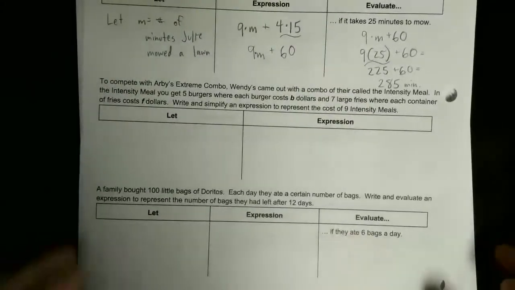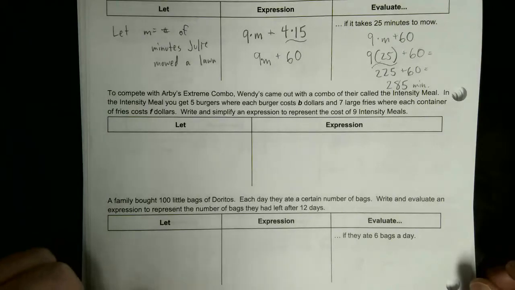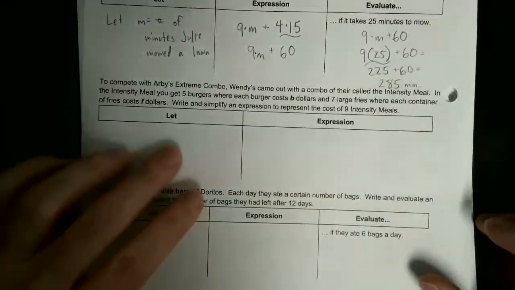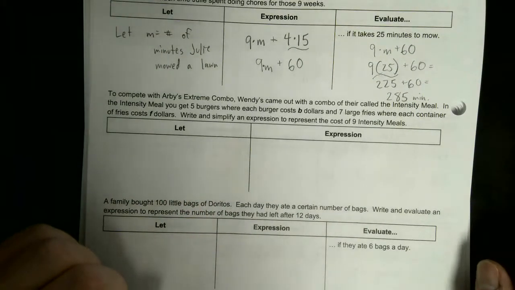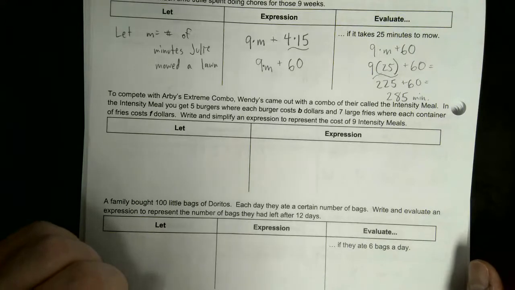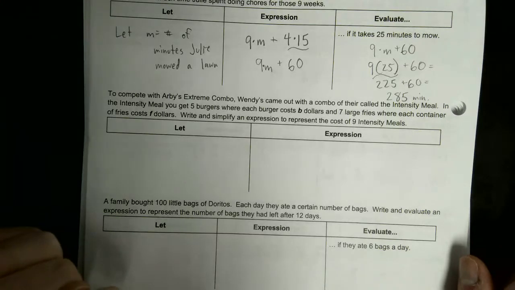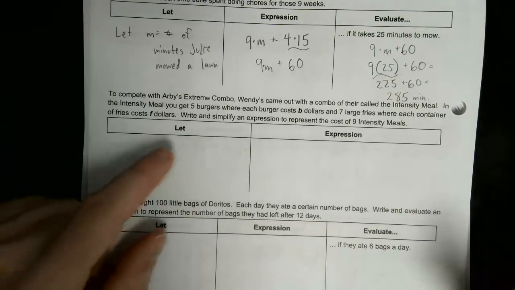All right, just a couple more here. It says to compete with Arby's Extreme Combo, which I believe was mentioned on a different page, Wendy's came out with a combo of their own called the Intensity Meal. In the Intensity Meal, you get 5 burgers, where each burger costs $B, and 7 large fries, where each container of fries costs F dollars. Write an expression to represent the cost of 9 Intensity Meals. Now, not just buying one, we're buying 9 of them.